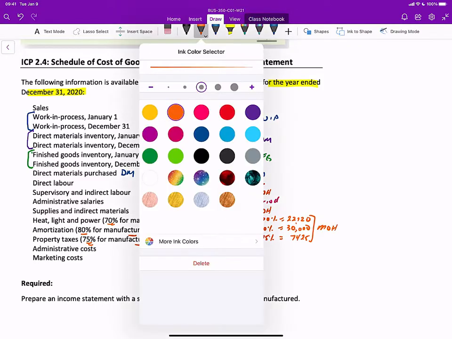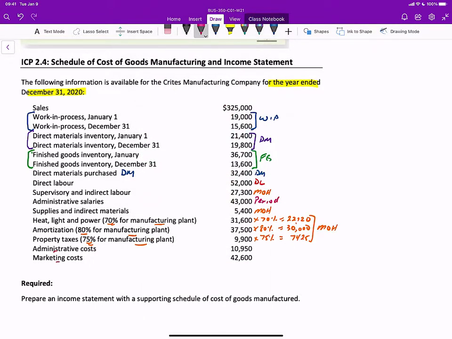And then the last two are administrative and marketing costs. Those are selling and administrative costs. And so both of these will be period costs, right? Remember, period costs are expensed in the period that they're incurred, and all the other costs then are product costs.